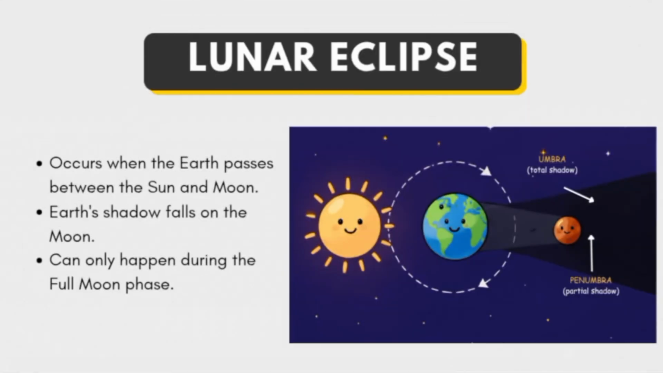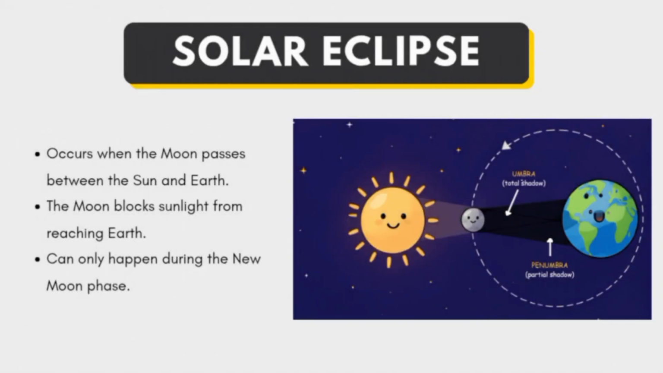Now, let's discuss lunar eclipse, solar eclipse, and lunar cycle. Lunar eclipse occurs when the Earth passes between the Sun and the Moon. The Earth blocks the sunlight from the Sun and casts a shadow in space, and this shadow falls on the Moon, causing it to darken. However, this does not happen in every month because the Sun, Earth, and Moon are not always perfectly aligned in a straight line. A lunar eclipse can only occur during the full moon phase.